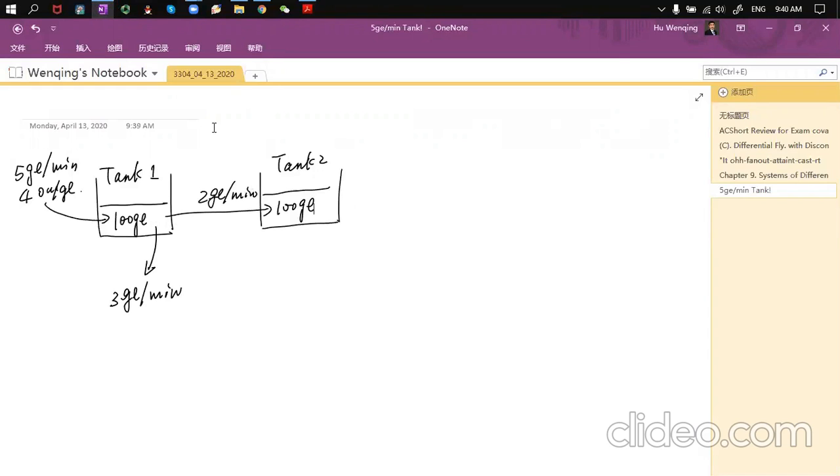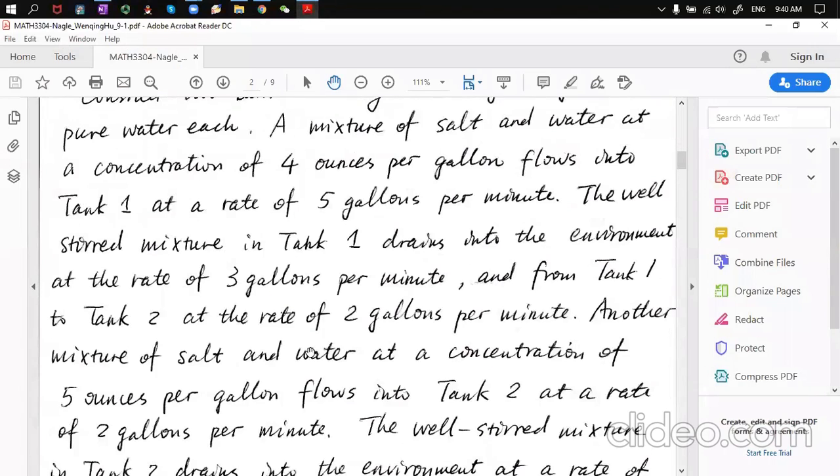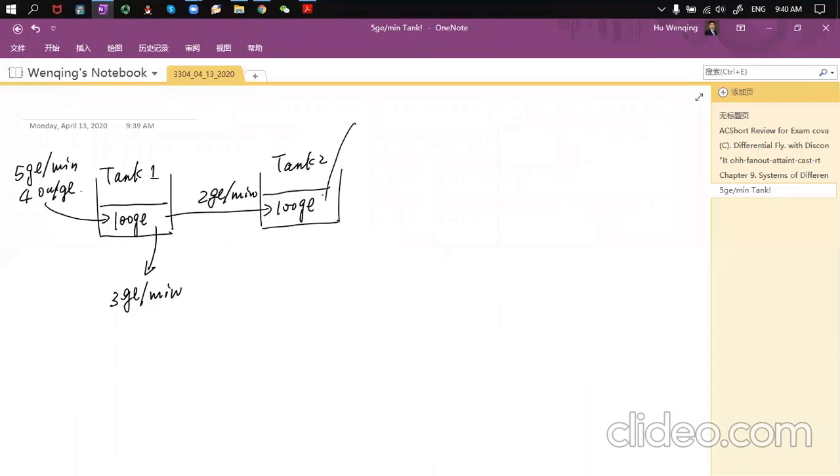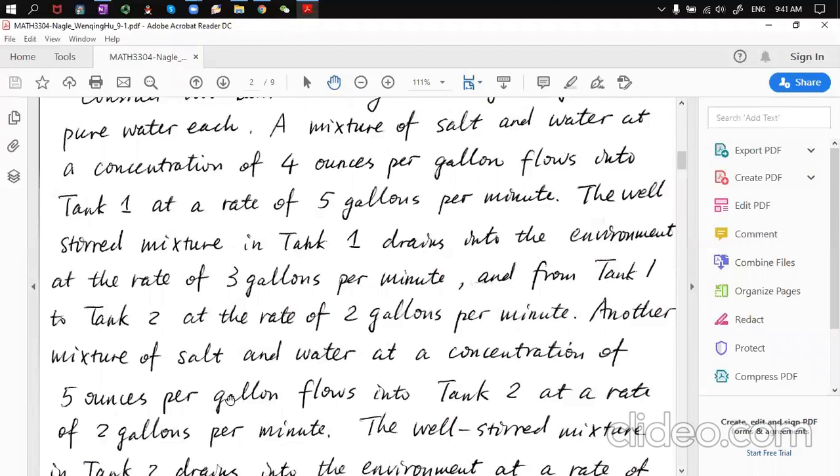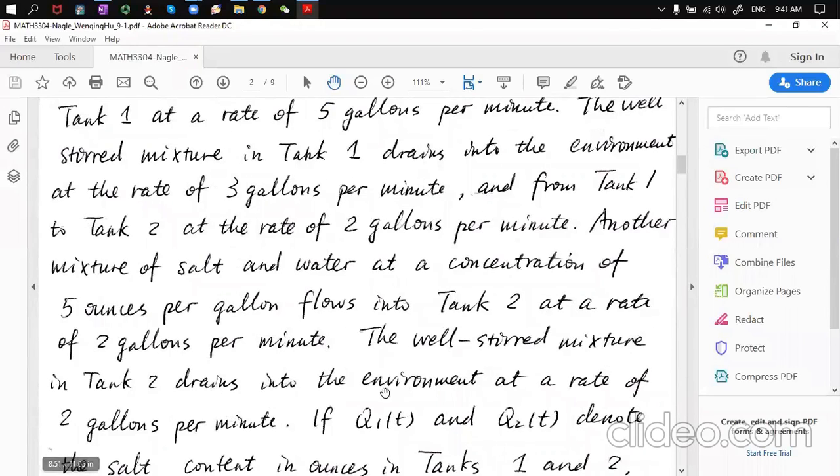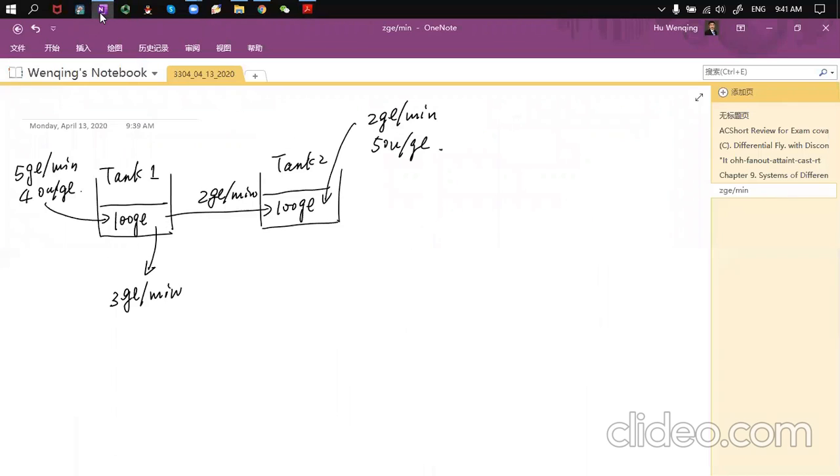Is that good, everyone? Then you look at more conditions. It says that another mixture of salt and water, concentration of 5 ounces per gallon, flows into tank 2 at a rate of 2 gallons per minute. So that means you have another source: 2 gallons per minute at 5 ounces per gallon flows into tank 2. And the well-stirred mixture drains into the environment at the rate of 2 gallons per minute. Is that good for everybody? So these are all the conditions that are provided for this problem.